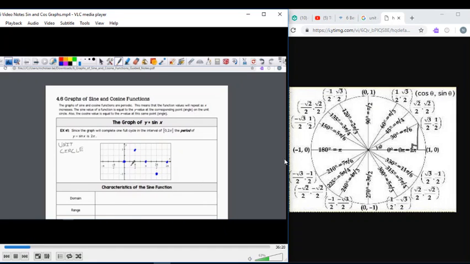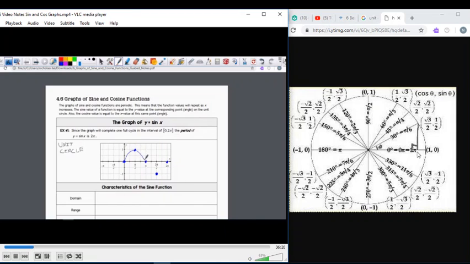is 0, because sine of x is the y value. When we are at pi over 2 radians, the y value is 1. When we are at pi radians, the y value is 0. When we are at 3 pi over 2 radians, the y value is -1. And when we are at 2 pi radians, the y value goes back to 0.